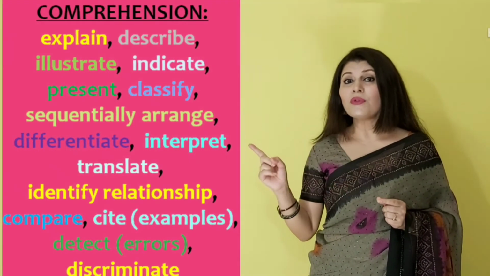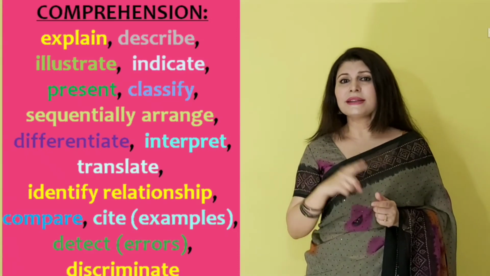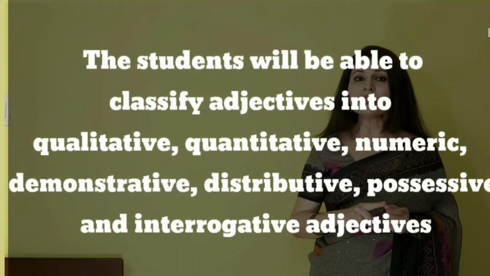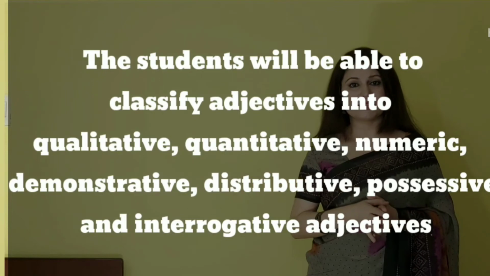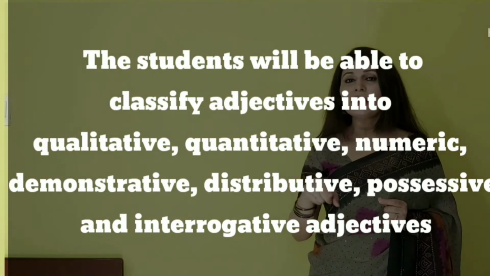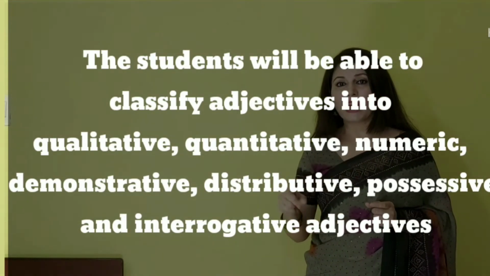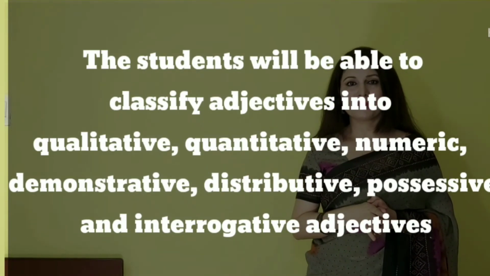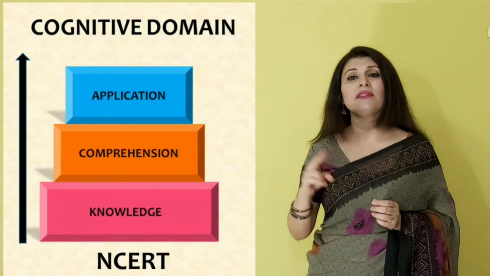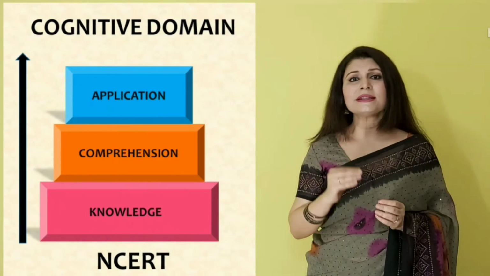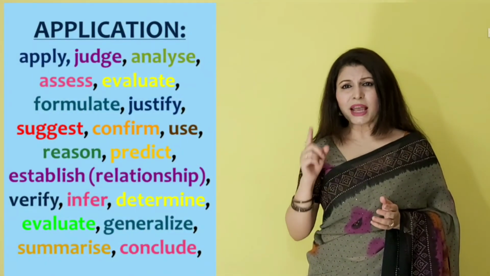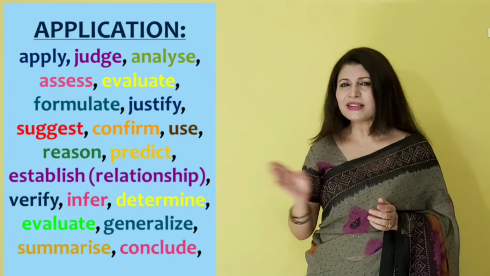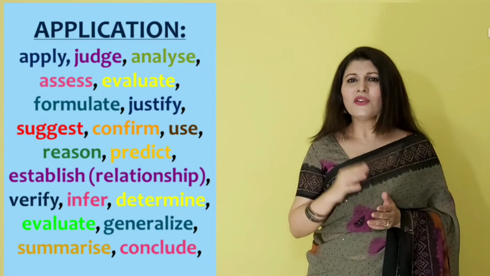Now pick one more verb out of the list. Second objective can be, the students will be able to classify adjectives into qualitative, quantitative, numeric, demonstrative, distributive, possessive and interrogative adjectives. Now the third level is application. So let's check the list. Apply, build, choose, and so many verbs are given there. First I'll pick apply out of these verbs.